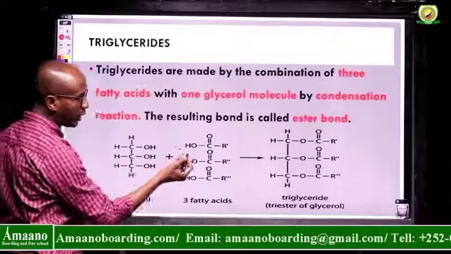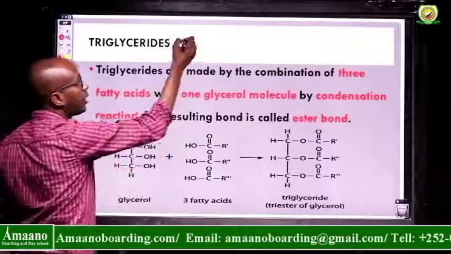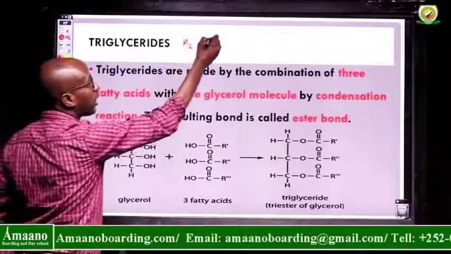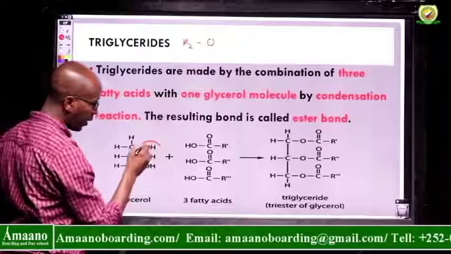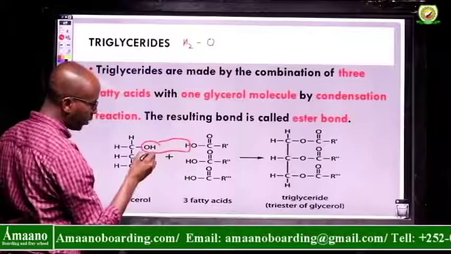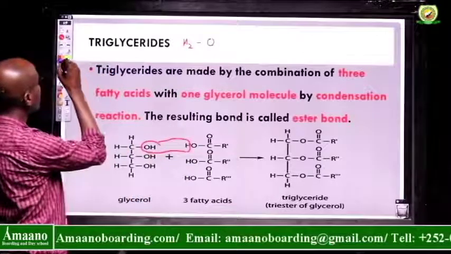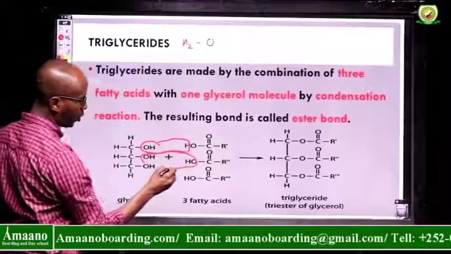Here you have OH and here you have OH. So we know that water has 2 atoms of hydrogen and 1 atom of oxygen. So this is going to be 1 molecule of water. Here we also remove another molecule of water. Another molecule of water.